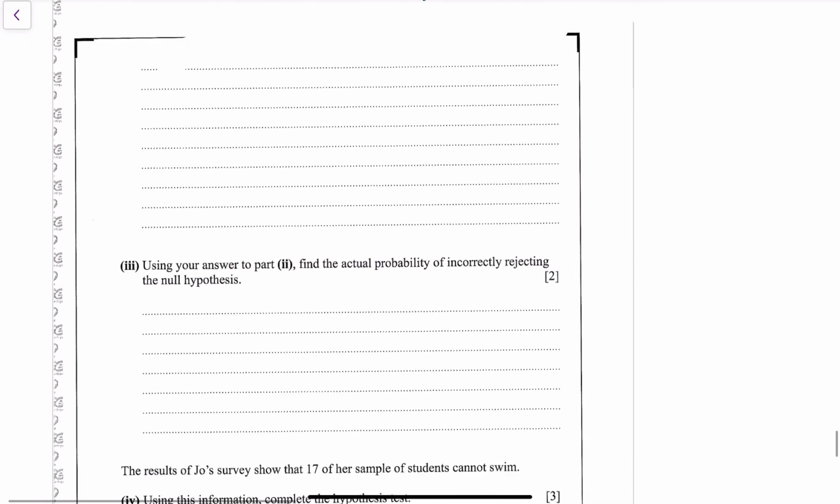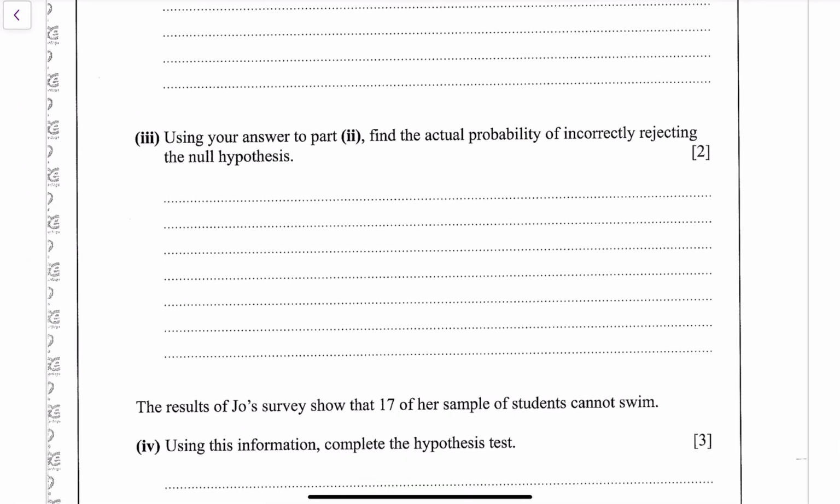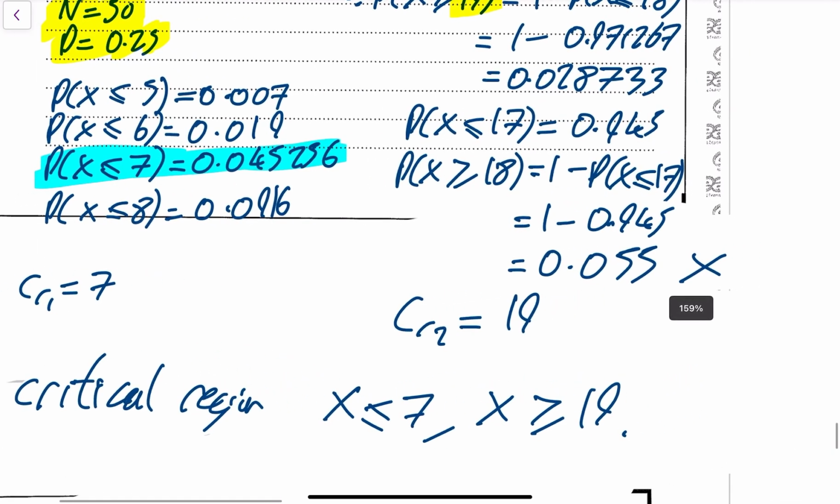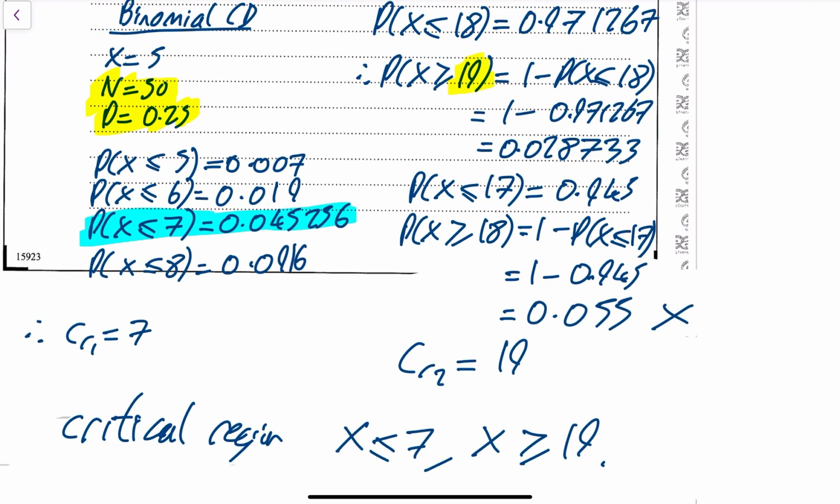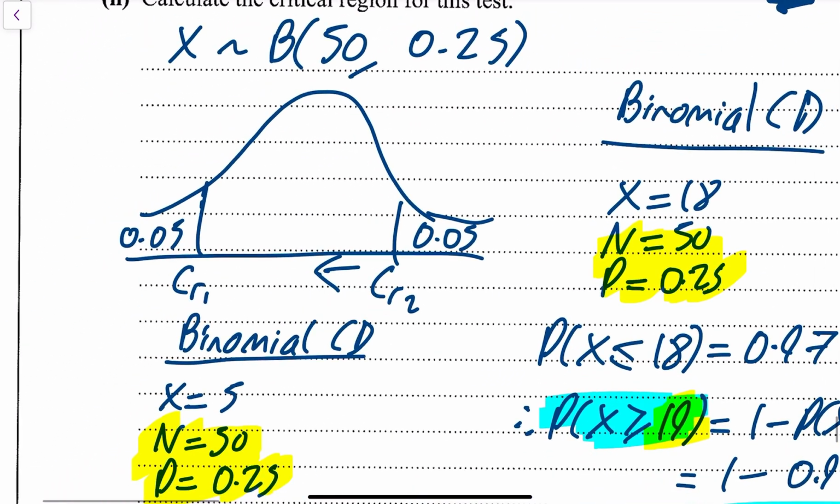Right, the next one, and this is really need to know your notes. First one says, using your answer to part 2, find the actual probability of incorrectly rejecting the null hypothesis. So this is just what is your critical region percentage. So remember, look at what they were. I'll highlight them in blue. So probability being greater than or equal to 19 was this, and probability being less than or equal to 7 was 0.045256.